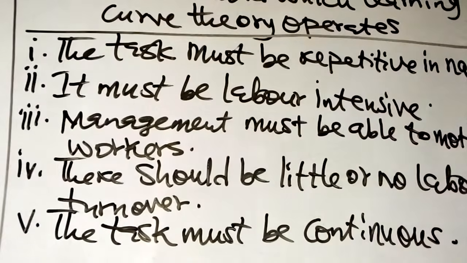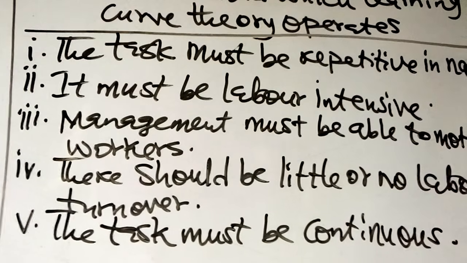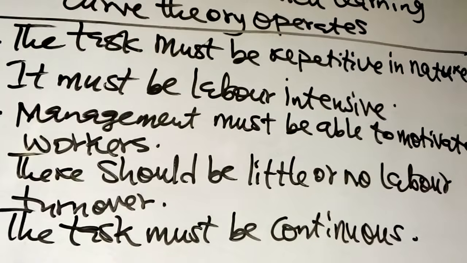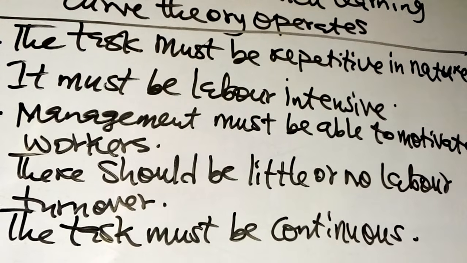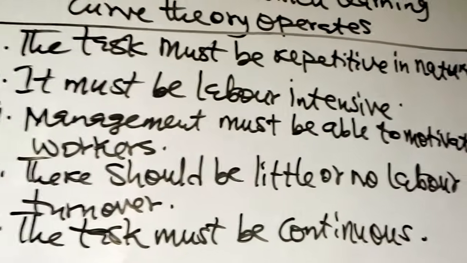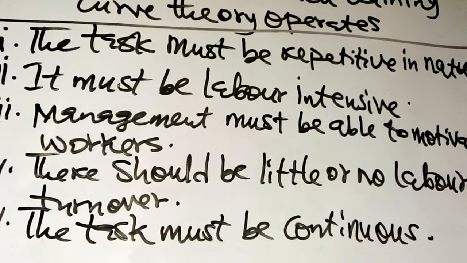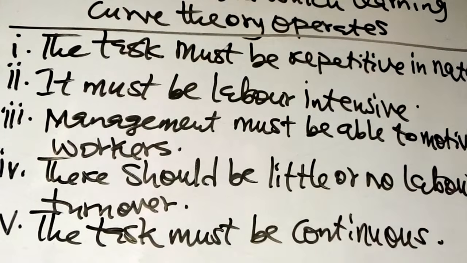These are the conditions under which learning curve theory operates. Number 1, the task must be repetitive in nature. Number 2, it must be labor intensive. Number 3, the management must be able to motivate workers. Number 4, there should be little or no labor turnover. And the last one, number 5, the task must be continuous.